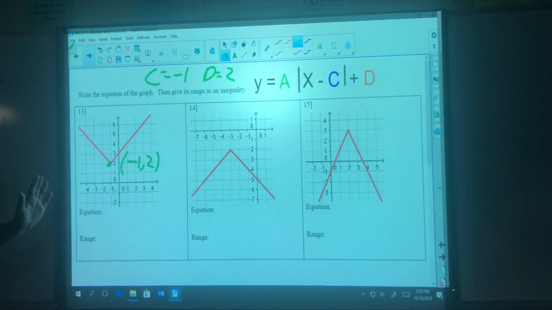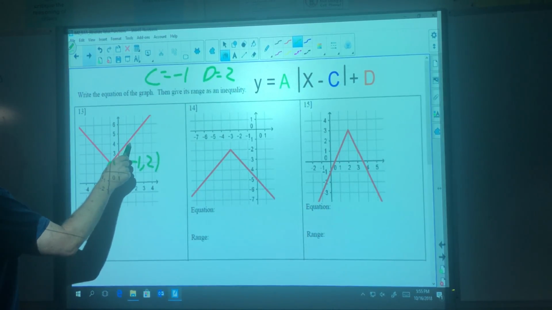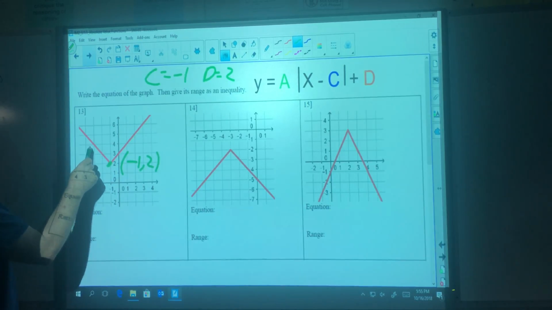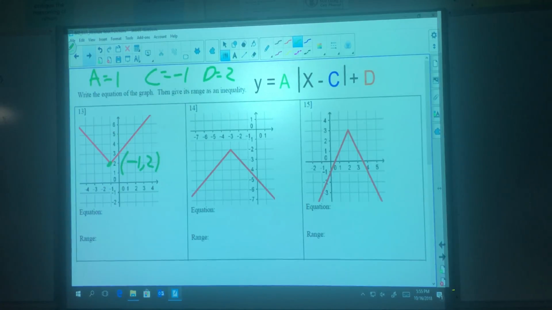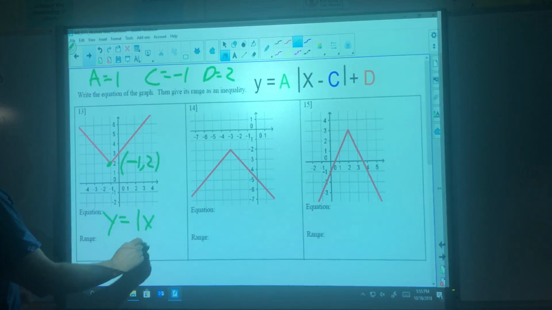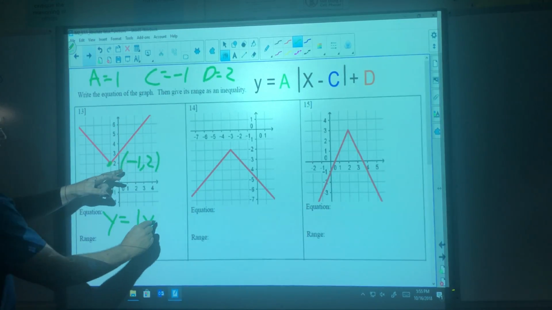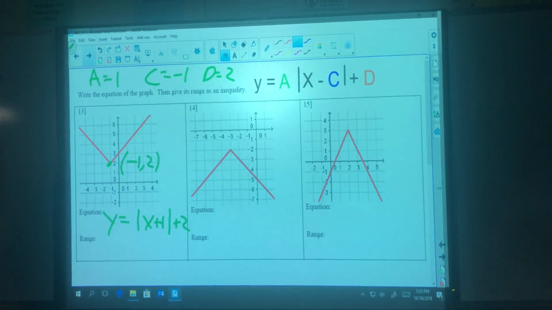And the a value, how can we figure that out? Let's see. It goes over 1, up 1, over 1, up 1. Isn't that just like the parent graph? So that means the a value is actually just 1. So name that function. Write equation notation here. Let's go y equals absolute value of x minus negative 1. So we're going to say plus 1, and then plus 2.